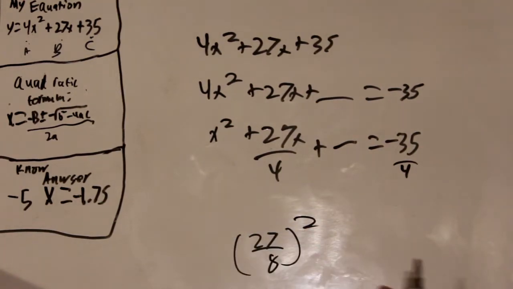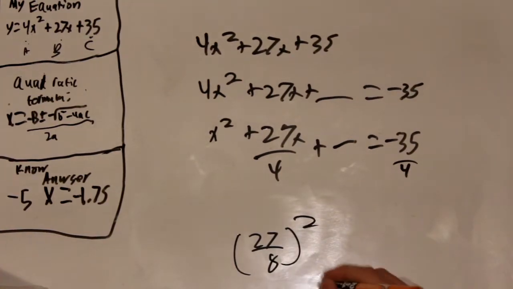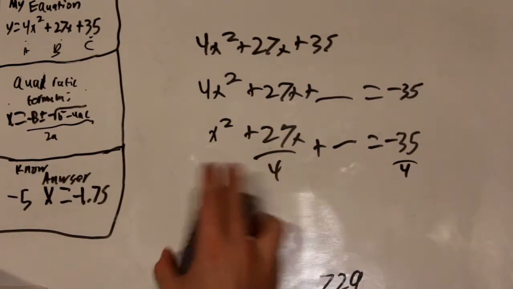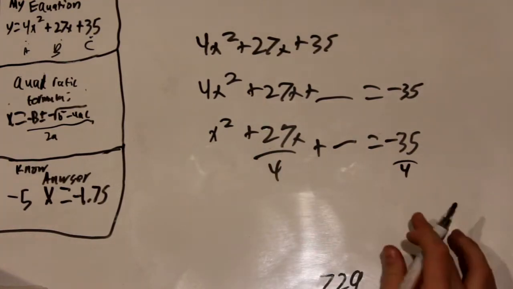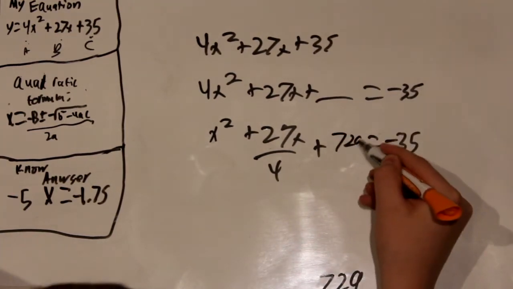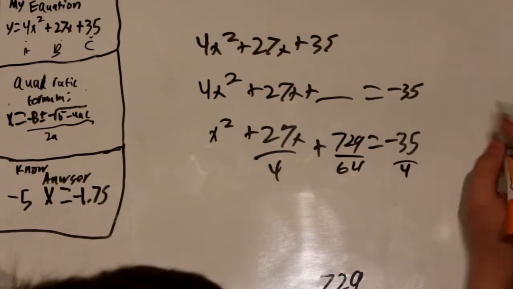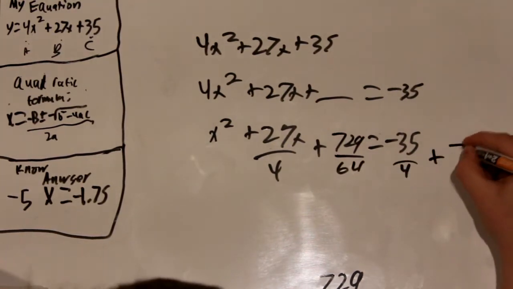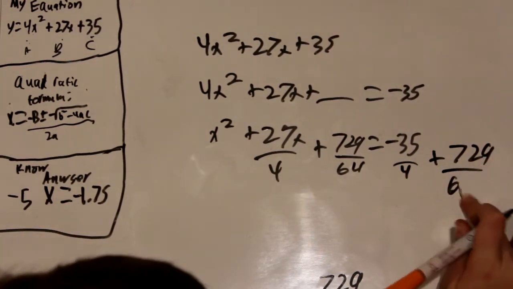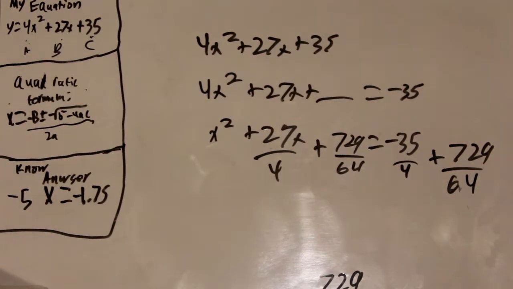27 squared, as we know previously, is 729. So 729 over 8 squared, I just personally know as 64. So we're going to go ahead and pop this in here. 729 over 64 plus 729 over 64. Whoops, not a 66. I know how to write numbers.